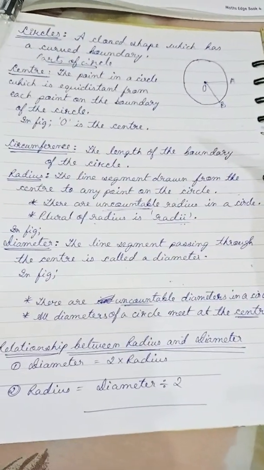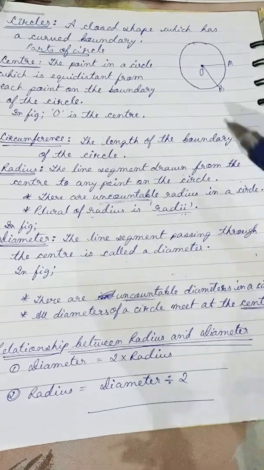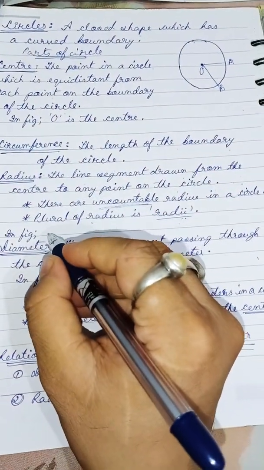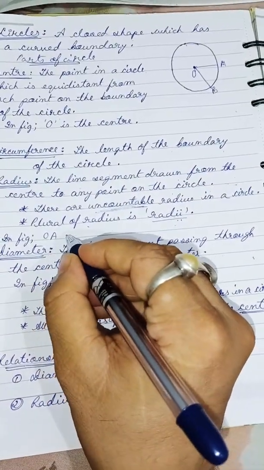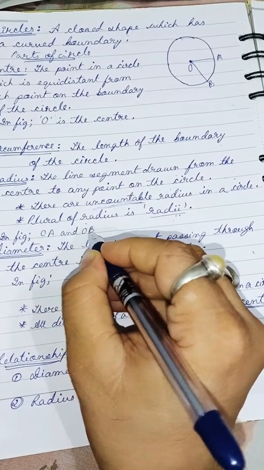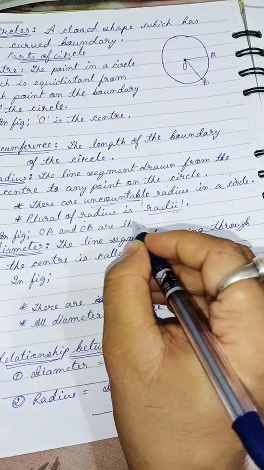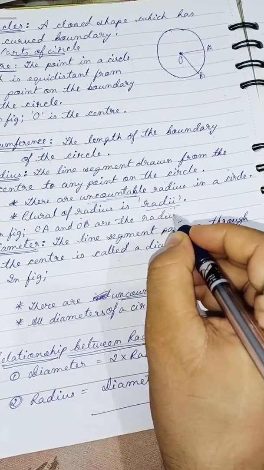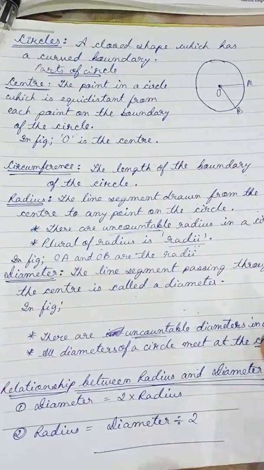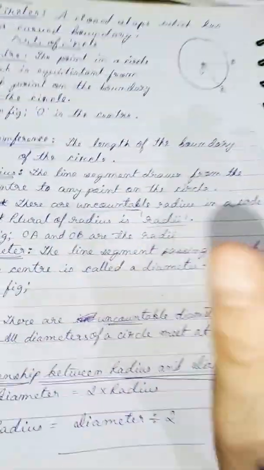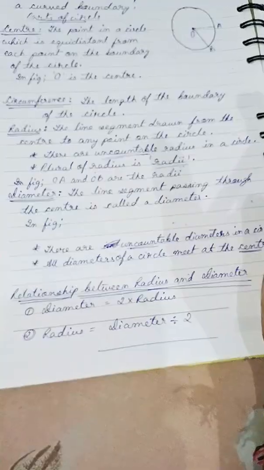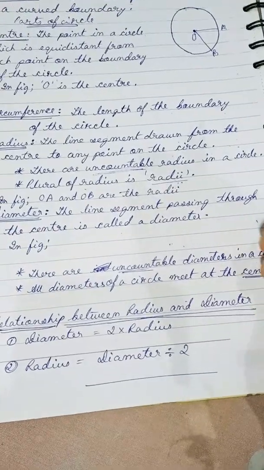Okay, then comes, in this figure we have drawn two radii, that is OA and OB. You can draw more than this also, but I've just given 2 examples here. Now next comes diameter. Now what is a diameter?